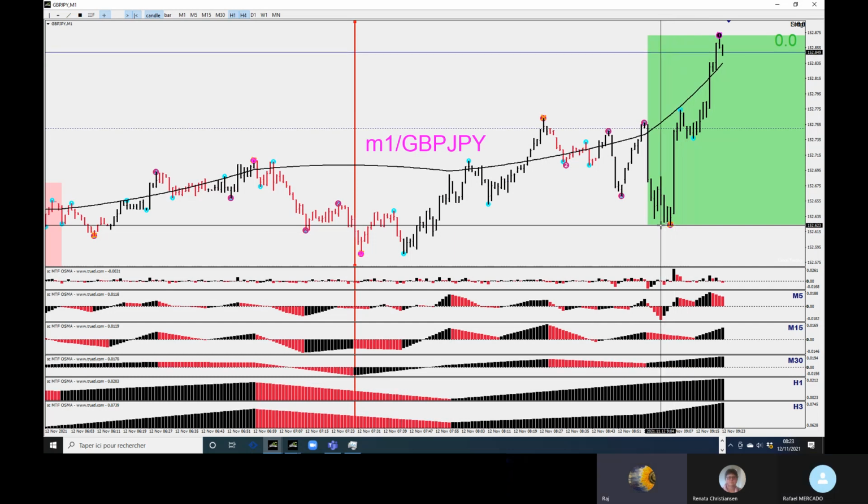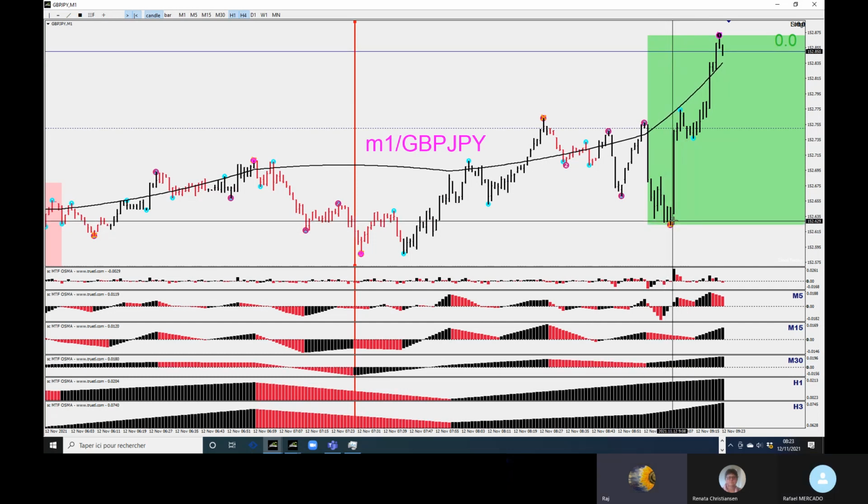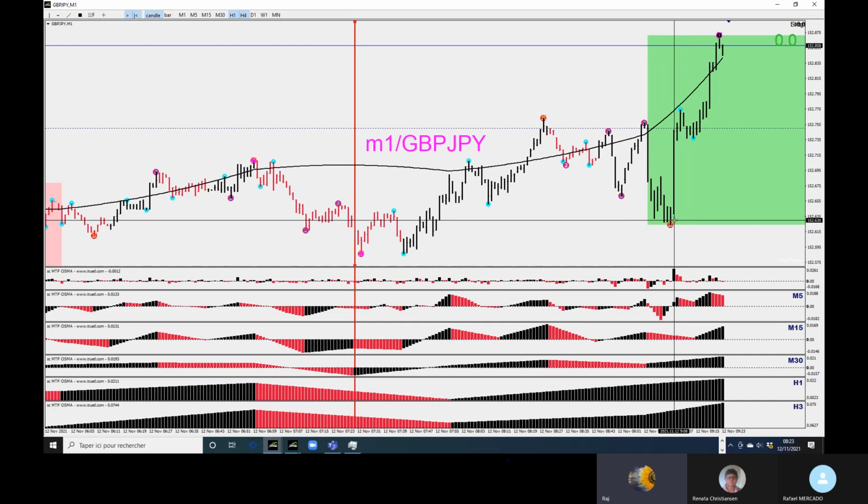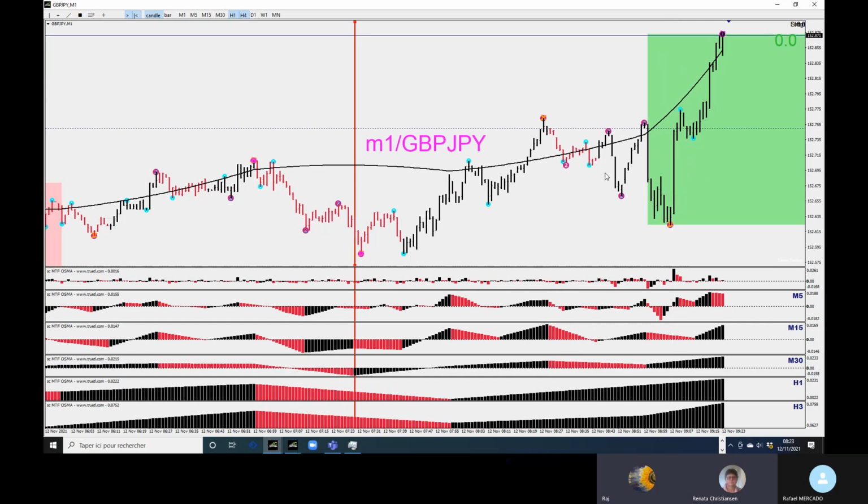You're trading like 7 lots on a $100,000 account. 30 pips, 7 lots, that's $2,100. That's 2%. See the thought process that goes through your head?